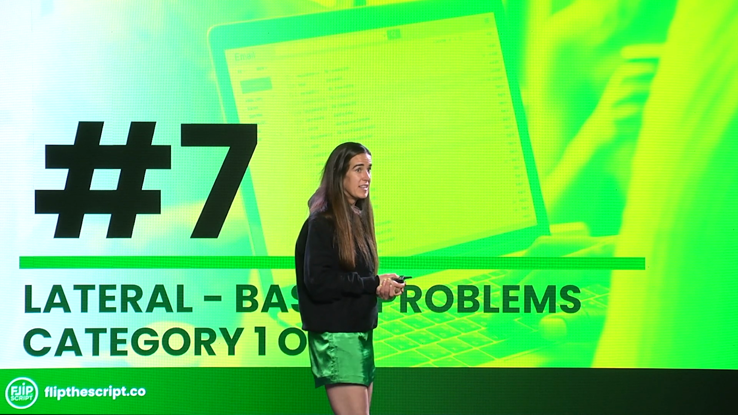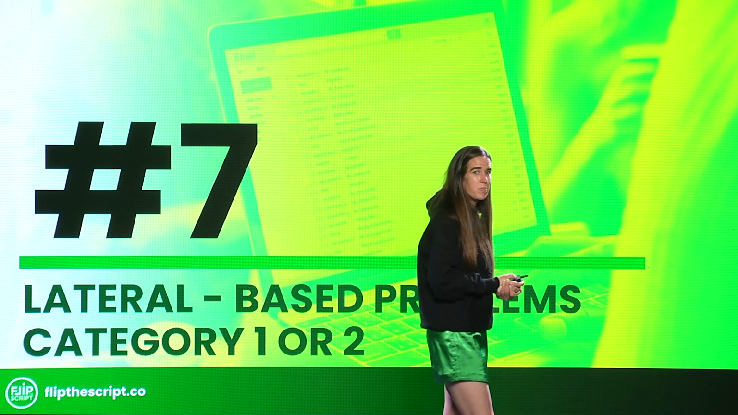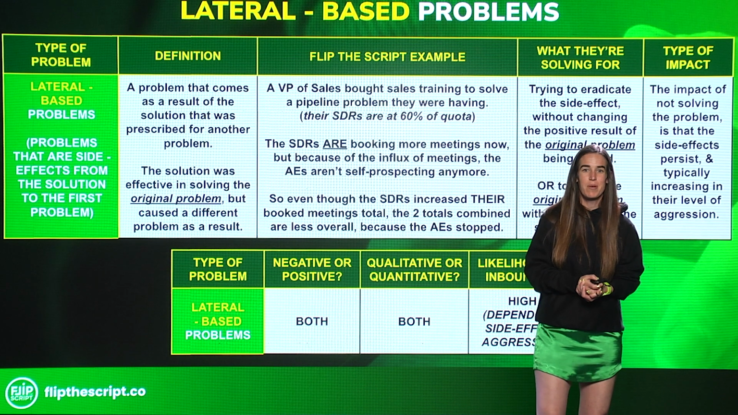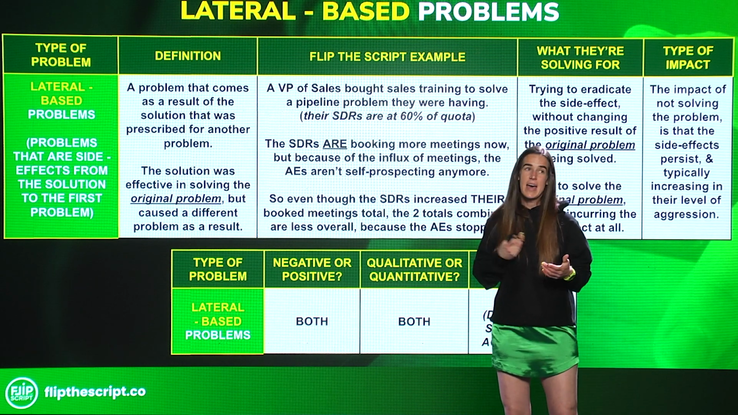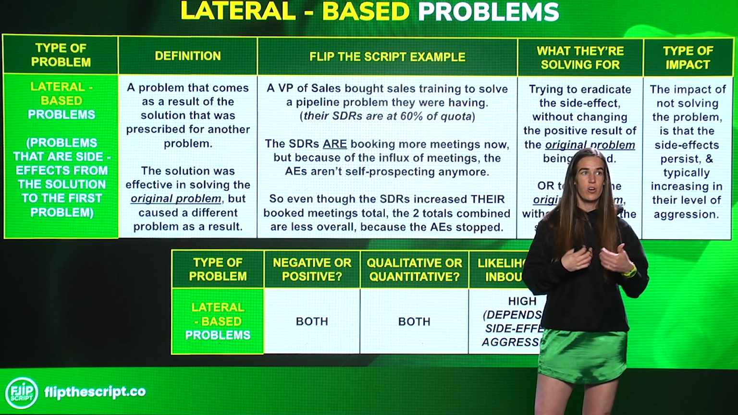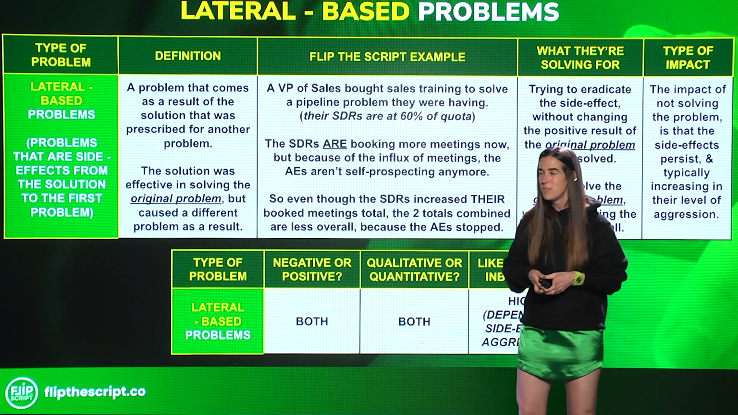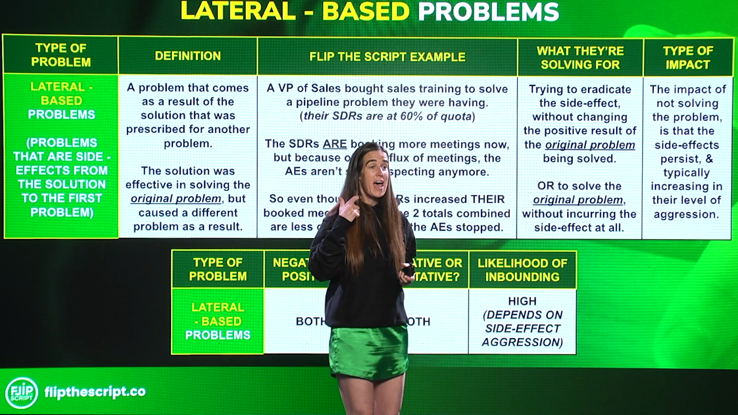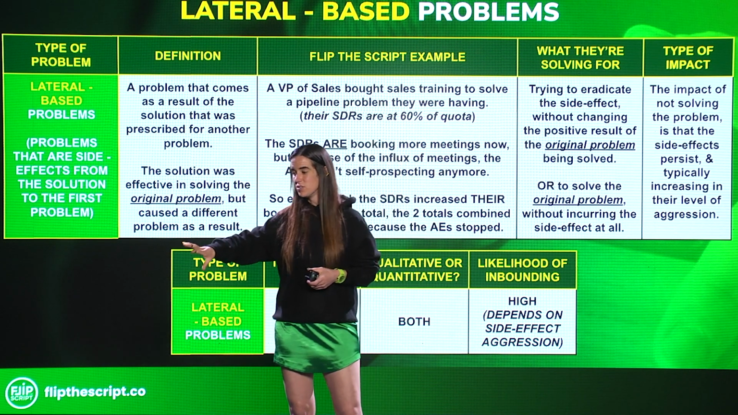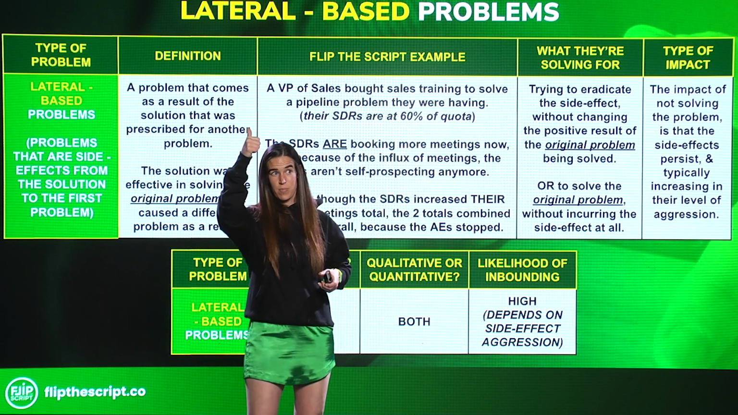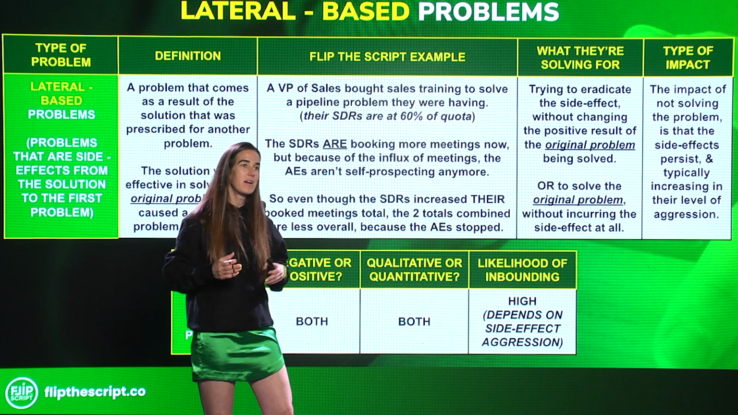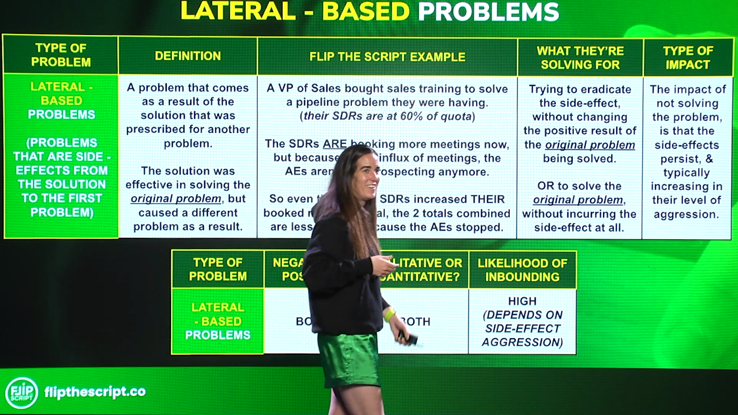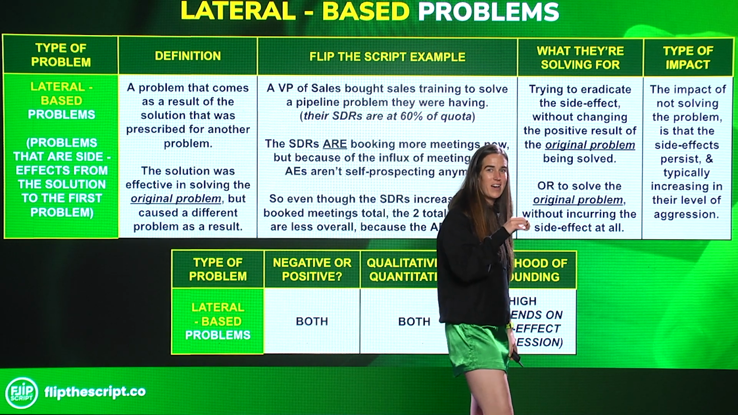Number 7, this is a lateral-based problem. Essentially, probably one of my favorite types of problem. This can be category 1 or 2, so it's either a current or future-based negative problem. And this is a problem that happens as a result of someone having a problem, being given a solution, the solution worked and solved the problem, yay for us, but it caused a new one. Caused a fresh hell for them to address.